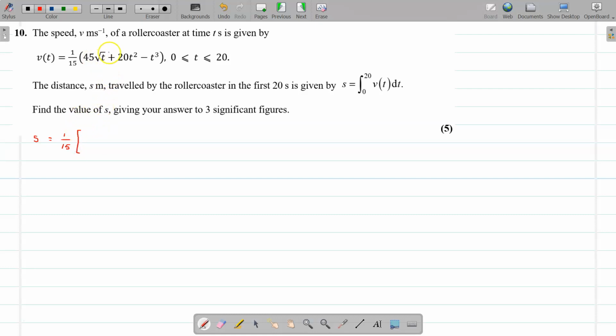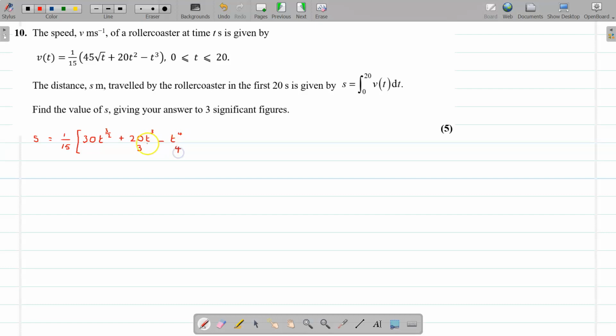So it's t to the half, okay? The integral of that becomes t to the 1/2 divided by 1/2, which is the same as multiplying by 2/3. So it's 2/3 of 45, which is 30, t to the power of 3/2. Okay, and then we've got to add on to there 20 t cubed over 3. And then finally we've got to take away t to the power 4 over 4.